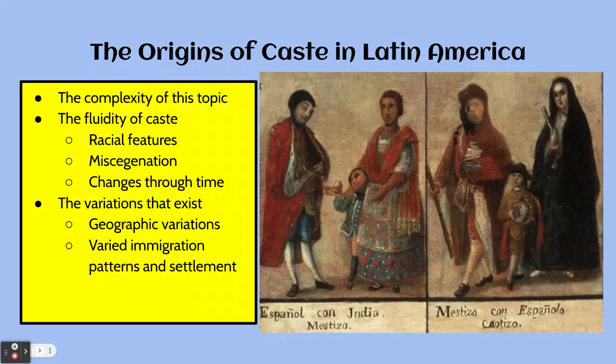That there is such a fluidity of caste throughout Latin America based upon racial features or miscegenation or changes through time as countries went through transculturation or became industrialized, and there was a move from rural to urban. And that many variations exist throughout Latin America when you're evaluating caste, from geography to immigration patterns to settlement patterns.